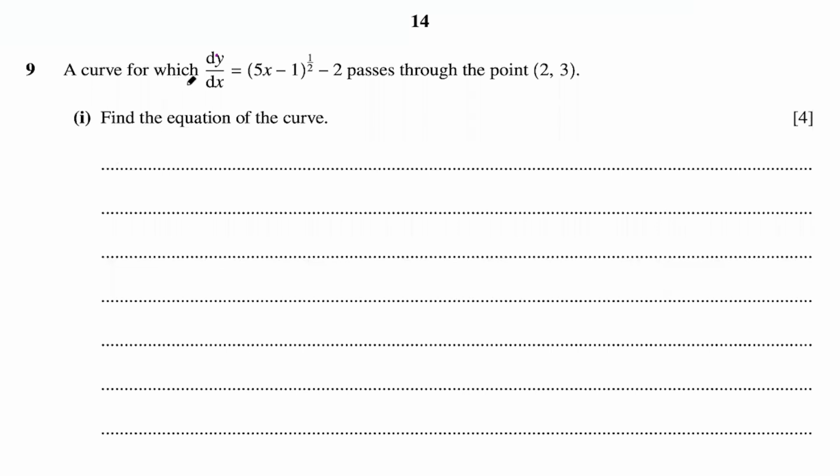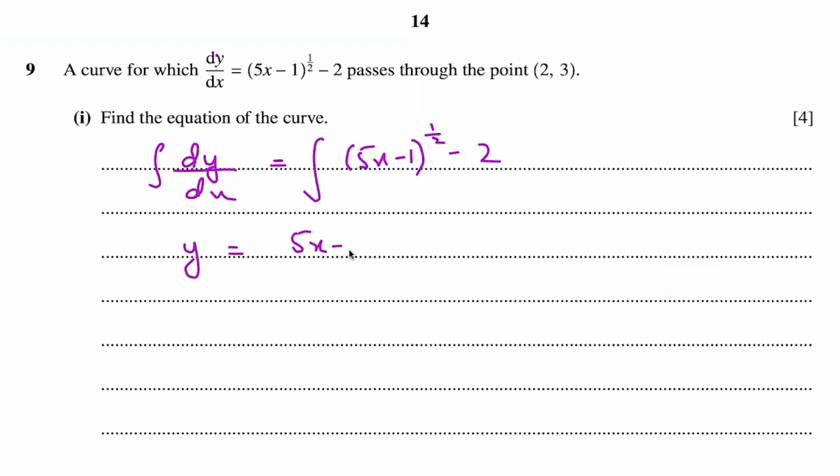In question 9, we have a curve for which dy/dx is given and it passes through the point (2, 3). We have to find the equation of the curve. To find the equation of the curve, we will integrate the derivative. So integrating dy/dx, we get y equals, we increase the power by 1, so we get (5x minus 1) to the power 1/2 plus 1, which is 3/2. We divide by the new power 3/2 and by the derivative of the function. So the derivative of 5x minus 1 is 5, minus 2x plus c.